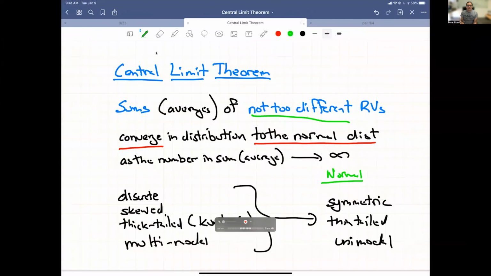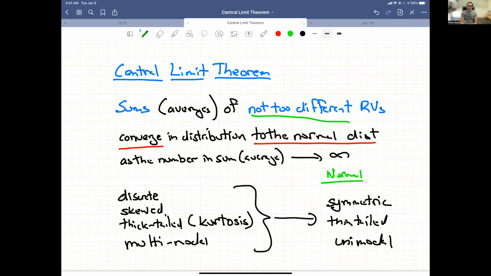So this video is about the central limit theorem, which is really one of the most remarkable results, certainly the most interesting result in probability theory. And so let me state what it says in a pretty general form. It says that sums or averages of random variables, and here's kind of a mouthful, converge in distribution to the normal distribution as the number in the sum or average goes to infinity. So that's quite a mouthful, but what does it really mean?